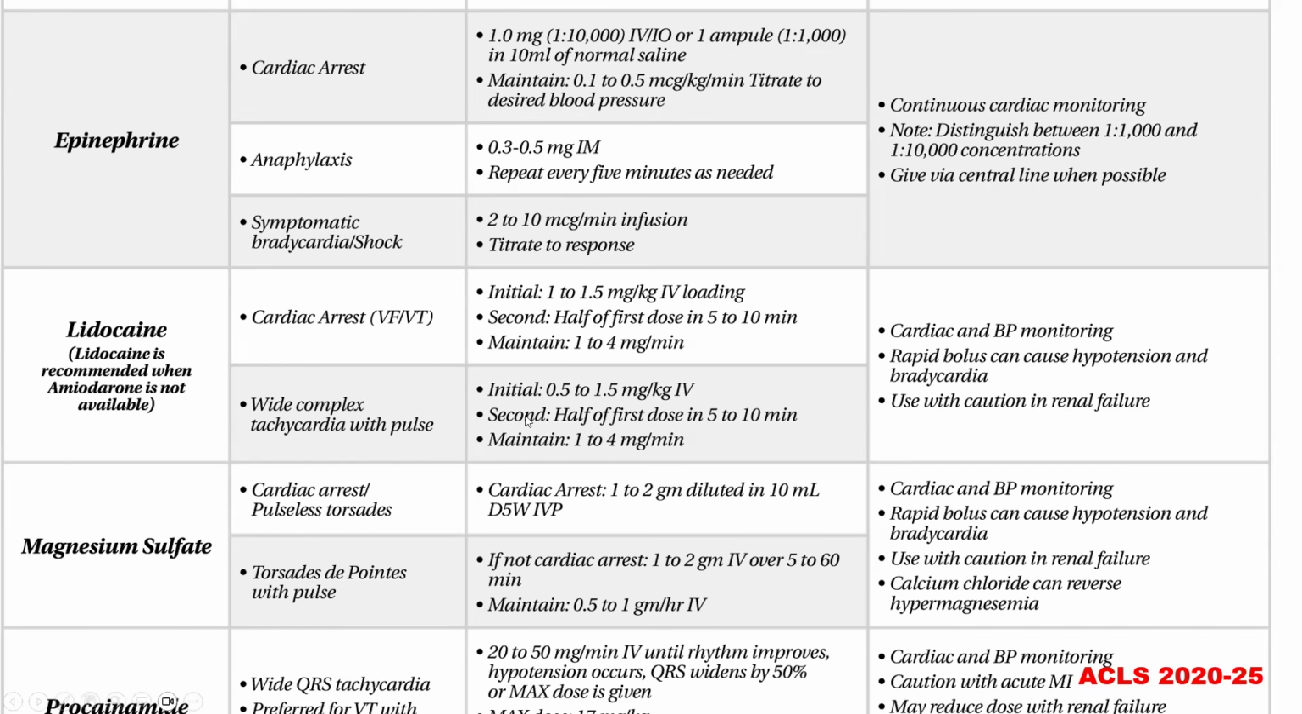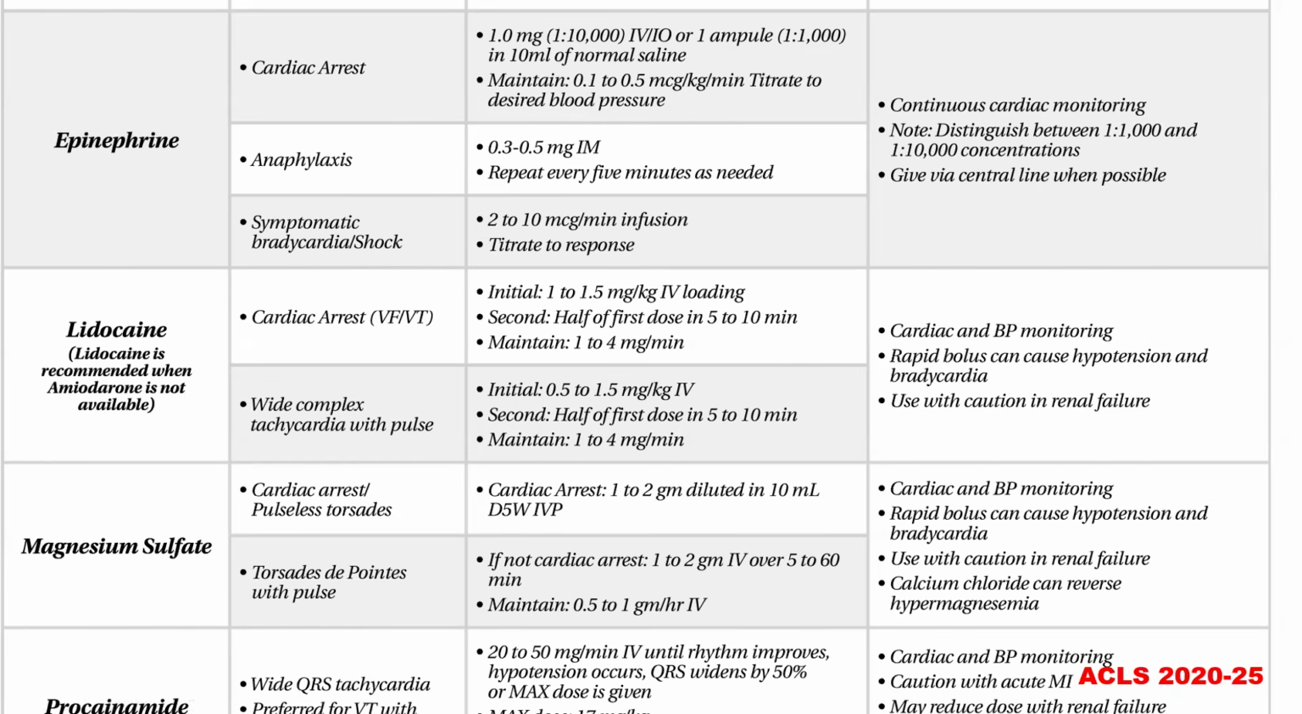Lidocaine is used less often nowadays because of amiodarone, but still you should know it. Indications: cardiac arrest, VFib or ventricular tachycardia, and wide complex tachycardia with pulse. The dose is 1 to 1.5 milligram per kg loading. Then a second loading can be done at half the first dose, and maintain 1 to 4 milligram per minute.